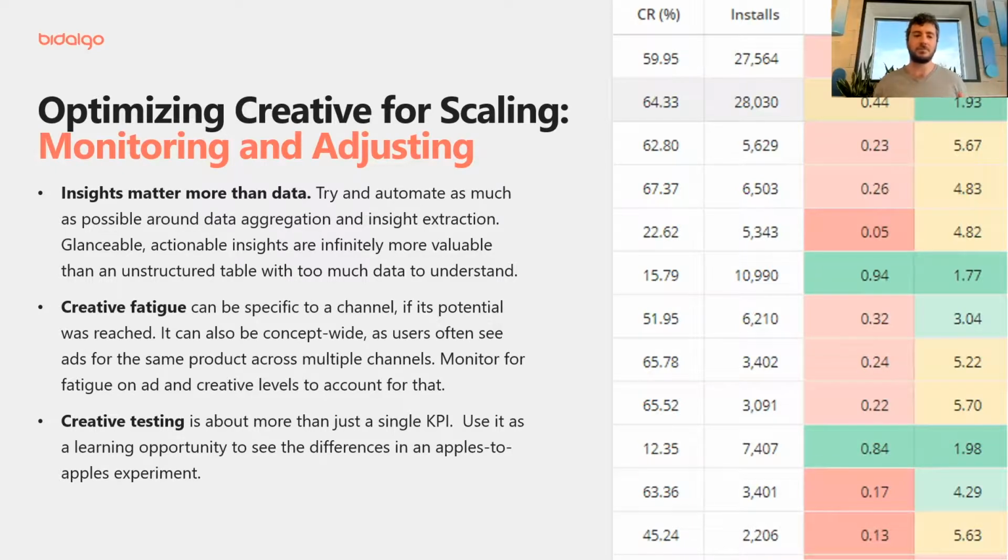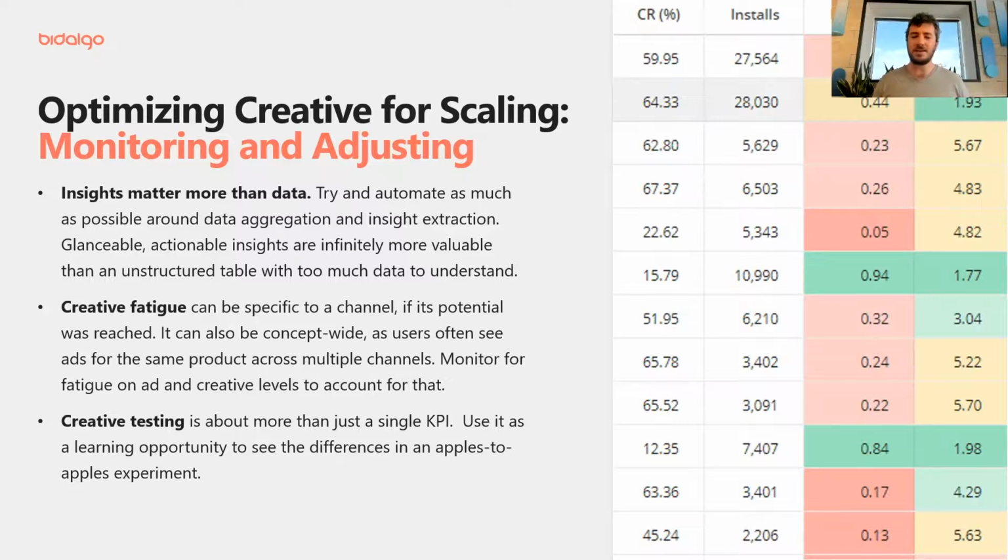Now, this allows you to look at things like creative fatigue. Sometimes this can be specific to one channel, but as we mentioned, if you're really going to several hundred K a month across multiple different channels, you're going to see that this creative fatigue is taking place on a cross-channel level. It can be concept-wide. Users might see an ad on, for example, YouTube, but also on an audience network, and then also on a more casual ad network, and they're going to get fatigued. You need to find new ways of doing this.